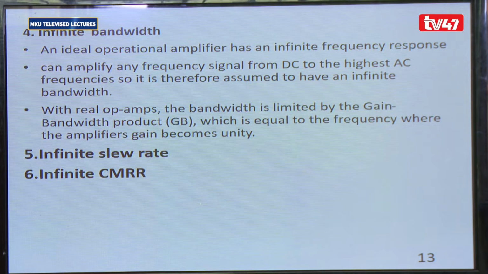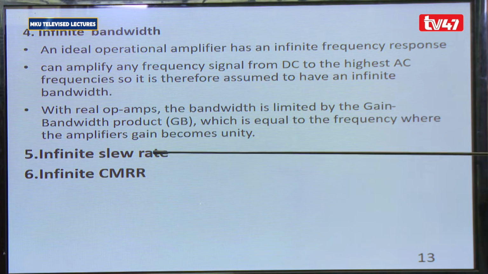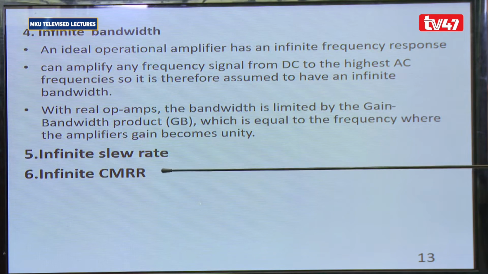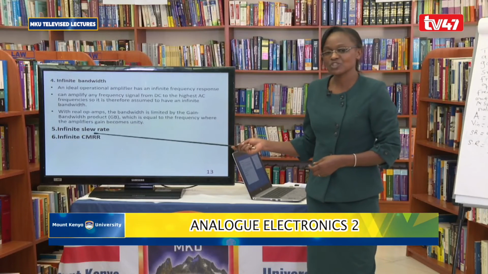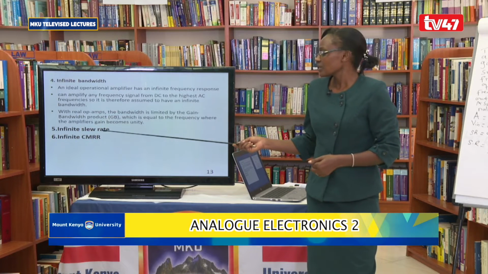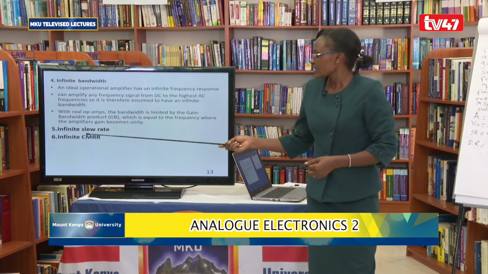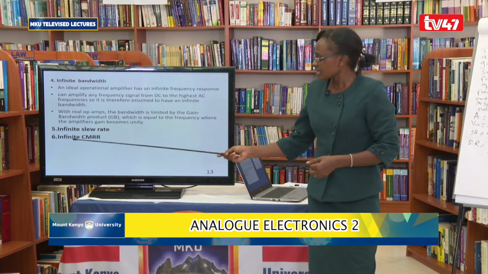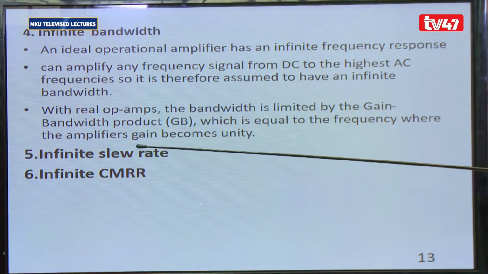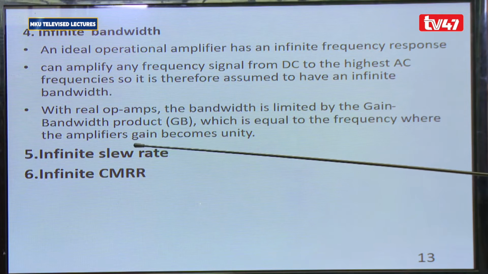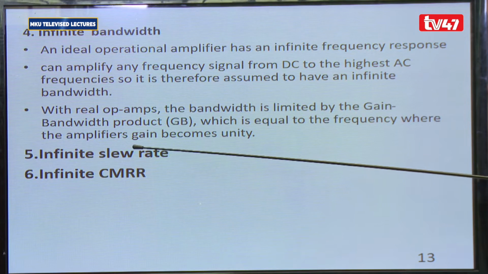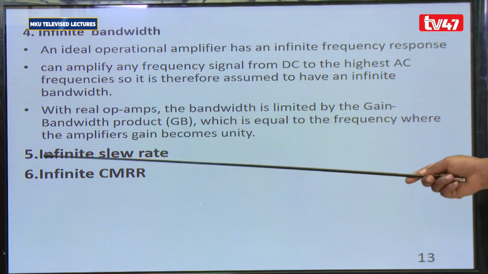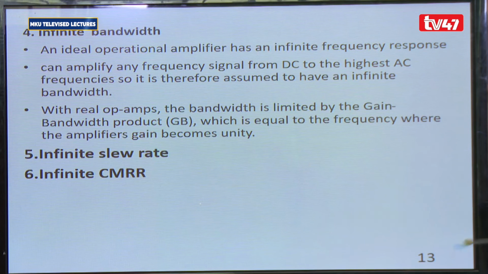Another ideal characteristic is infinite slew rate. I'd explained what slew rate is. That is the rate of change of the output voltage with time. When it has infinite slew rate, it means that the delay between when the signal is applied and when it appears at the output is negligible, and therefore it has an infinite slew rate.